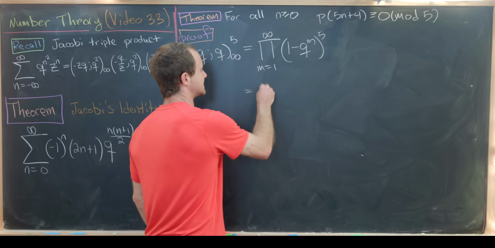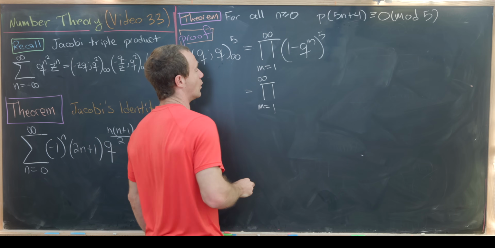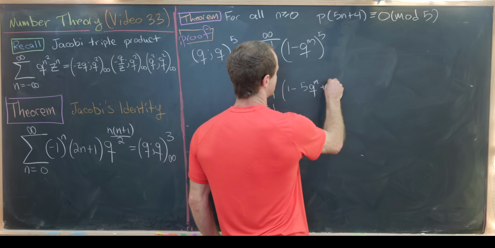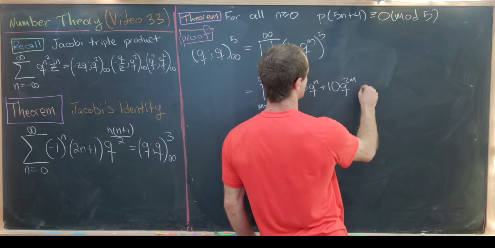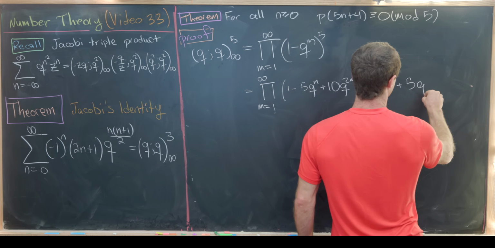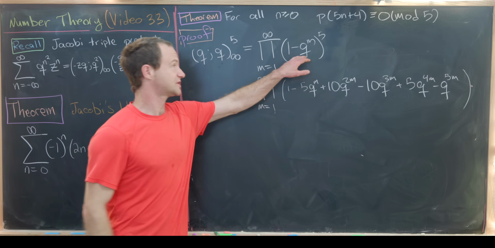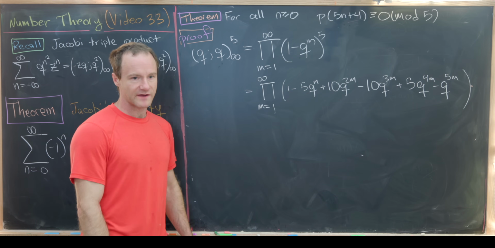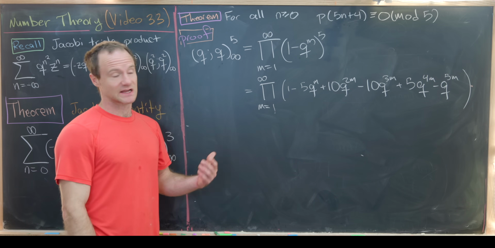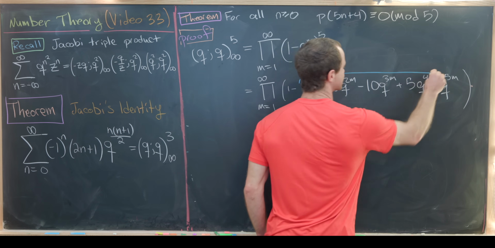But now we can expand this easily using a binomial expansion formula. So this product as m goes from 1 to infinity of 1 minus 5q to the m plus 10q to the 2m minus 10q to the 3m plus 5q to the 4m minus q to the 5m. So that's just from multiplying this guy out. You could do that the long way if you wanted to, but that also just follows binomial coefficients and maybe Pascal's triangle.